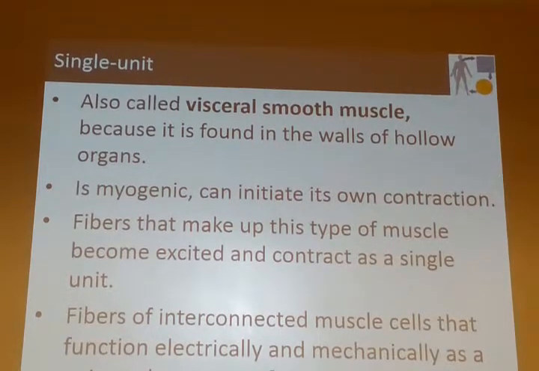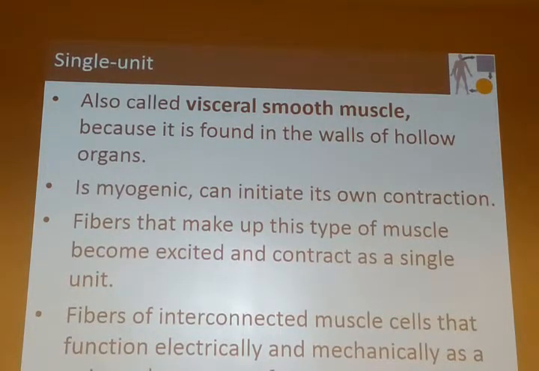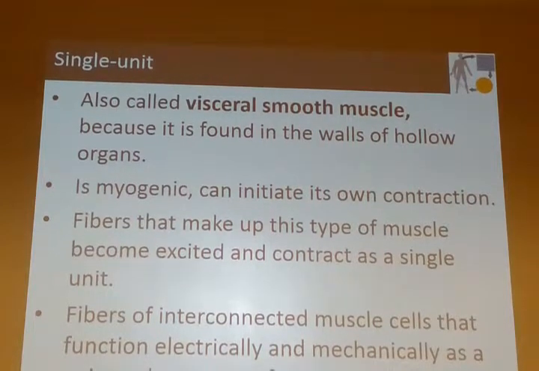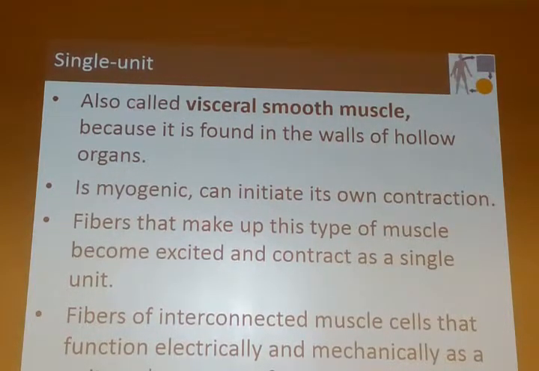Functional syncytium also in the heart. The heart contracts more or less as a unit to apply pressure to the blood to get it to move out into the pulmonary or systemic circulation. So the same functional syncytium in your urinary system and your GI system as well.